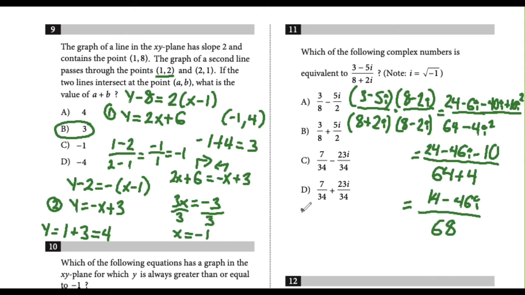Finally, we can separate the two fractions, 14 over 68 minus 46i over 68. And if we were to simplify and divide all the terms by 2, we will end up with answer choice C.